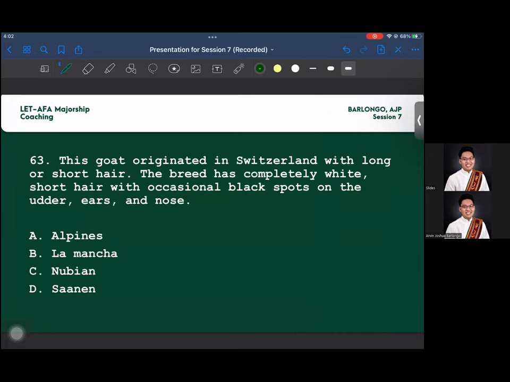Number 43. This goat originated in Switzerland with long or short hair. So ang tandaan nyo siguro dito is yung Switzerland. The breed has completely white short hair with occasional black spots on the other ears and nose. A, Alpines, B, La Mancha, C, Nubian, or letter D, Saanen.